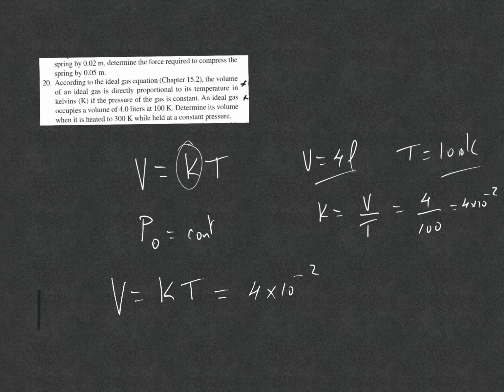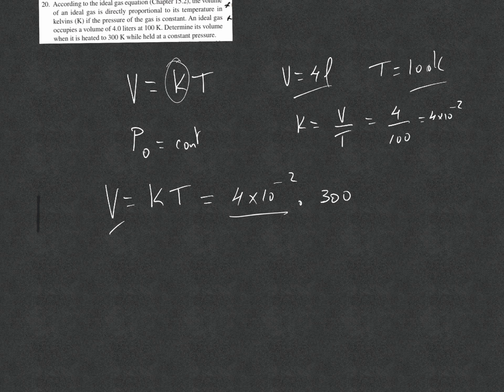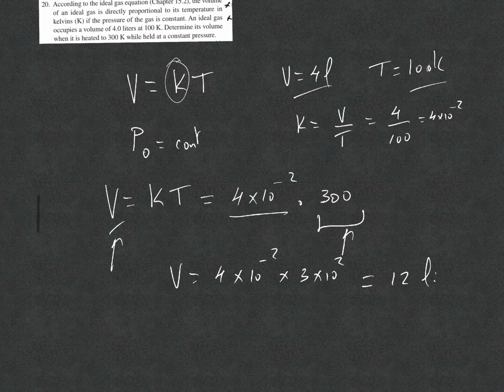And the problem says when the temperature is 300, what is the volume? Well, I found V equals K times T. K I know, T they give me, so I know the volume. So the volume is 4 times 10 to the power minus 2 times 3 times 10 to the power 2, so the volume is 12 liters. And the problem is solved. Because 10 to the power 2 times 10 to the power minus 2 is 1, and 4 times 3 is 12.